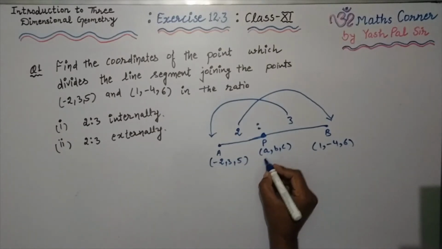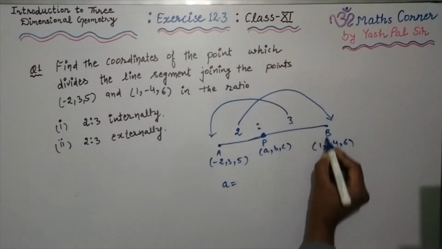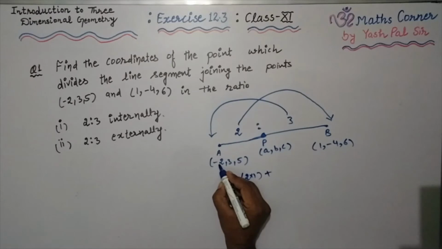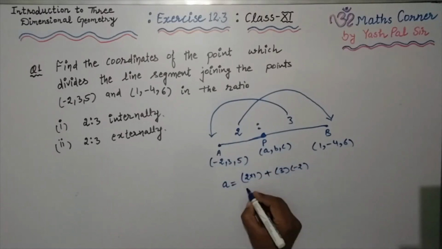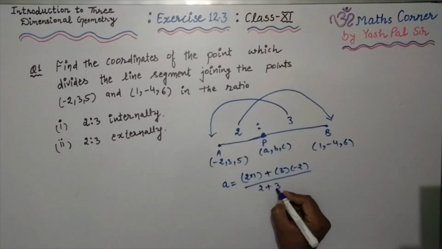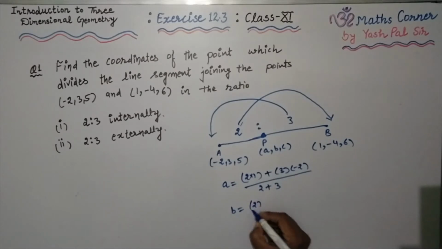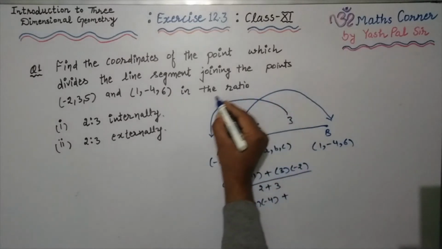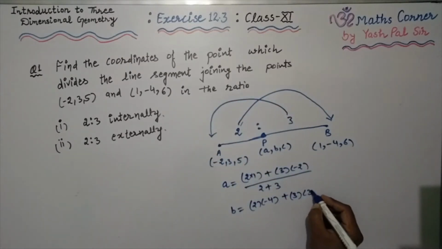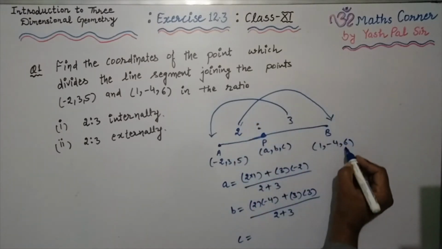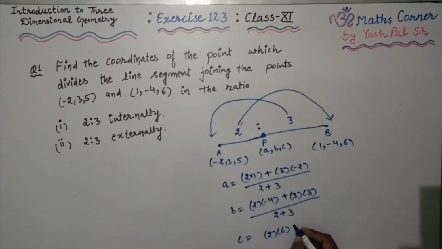How do we write here? The value of A will be 2 multiplied with 1, 2 into 1, plus 3 multiplied with minus 2, 3 into minus 2, divided by 2 plus 3. Similarly, B will be equal to 2 multiplied with minus 4, 2 into minus 4, plus 3 multiplied with 3, 3 into 3, divided again by 2 plus 3. C is equal to 2 multiplied with 6, 2 into 6, plus 3 multiplied with 5, 3 into 5, divided by 2 plus 3.